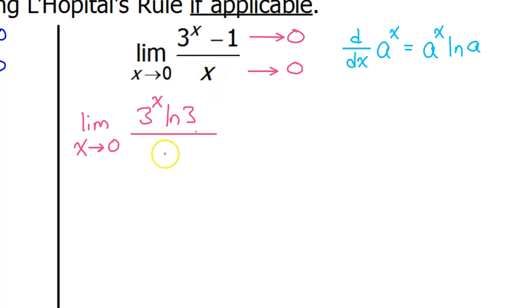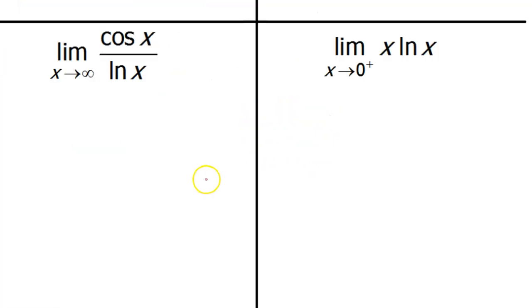The derivative of x is 1. So we really just have what's in the numerator. Doing direct substitution, if we plug in 0 for x, we have 3 to the 0, which is 1. So that leaves the natural log of 3. That's the limit. One more time, pause the video and try to evaluate both of these limits on your own.